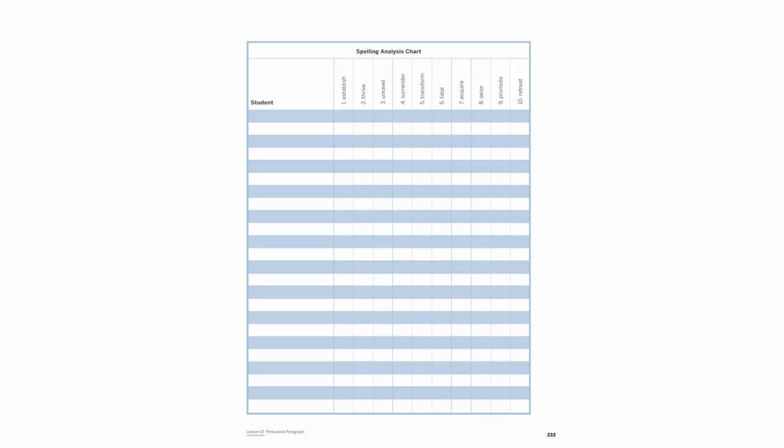Collect all spelling assessments for grading. Utilize the provided template to effectively identify and analyze students' errors, enhancing the learning process. Utilize the spelling analysis chart to track student progress. Focus on words like establish, thrive, and unravel. Identify patterns and errors, such as incorrect vowel usage or syllable misplacement. This analysis aids in tailoring instruction to address specific spelling challenges, enhancing students' understanding and retention of complex words.